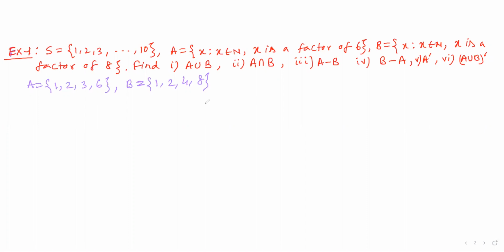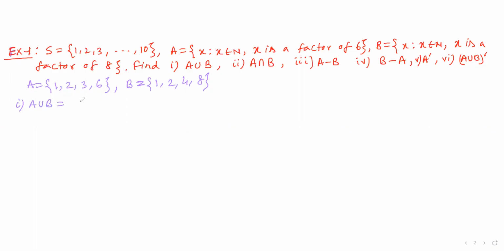So in this way, A set and B set we have got, and the universal set contains 1, 2, 3, 4, 5, 6, 7, 8, 9, 10. Total 10 elements are there. Now first we have to calculate part 1. We have to calculate A union B.